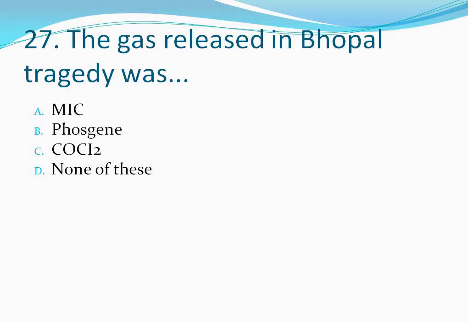Question number 25. The gas released in Bhopal tragedy was. Your options are option A, MIC, option B, Phosgene, option C, COCl2, option D, none of these. The gas released in Bhopal tragedy was MIC. So the correct answer is option A. Let's move to the next question.